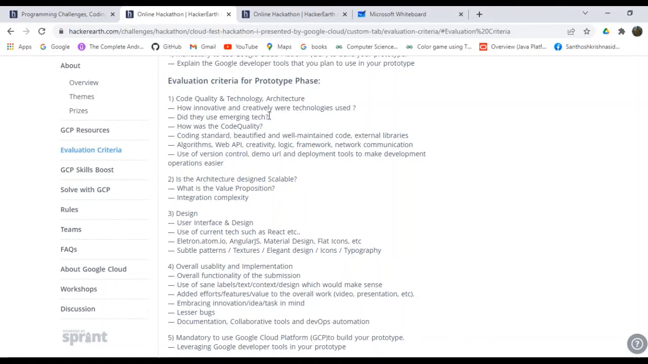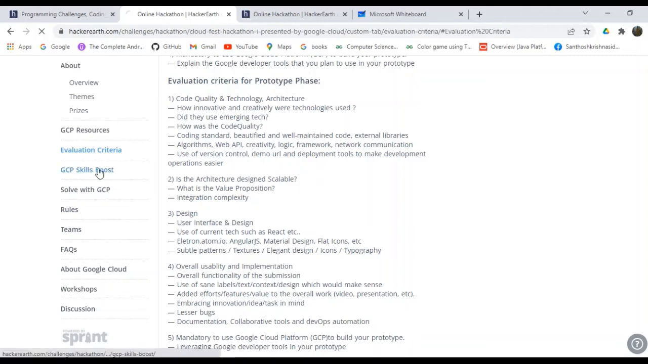So how innovative and creative will be your technology used? Did they use emerging tech? How was the code quality? Coding standard, beautified and well-maintained code, then algorithms, business logic, web API, creativity, logic, frameworks, etc. So use of the version control. These are the code quality criteria for the evaluation of our prototype phase.